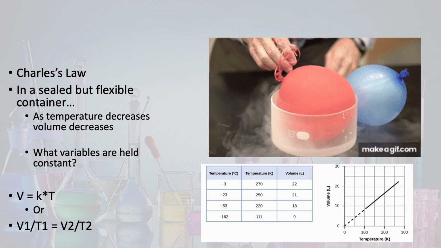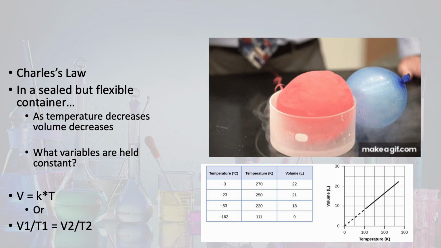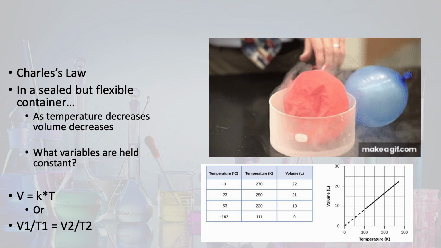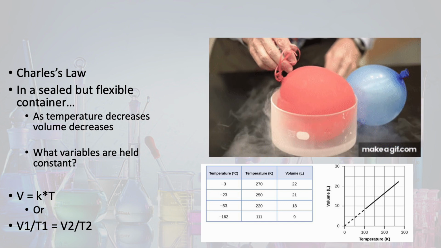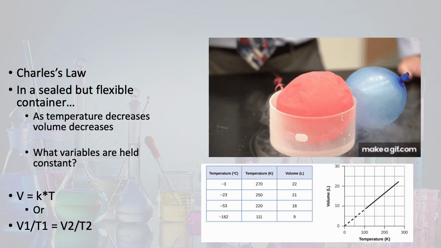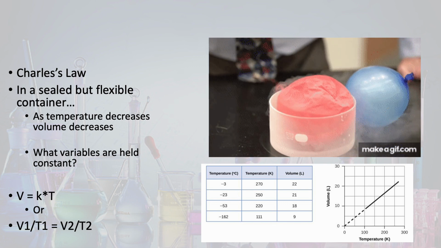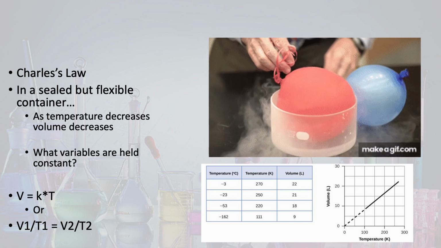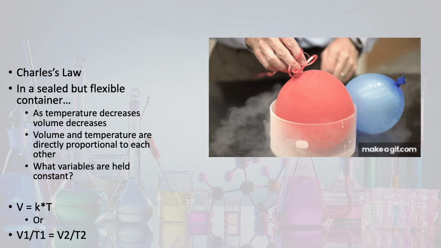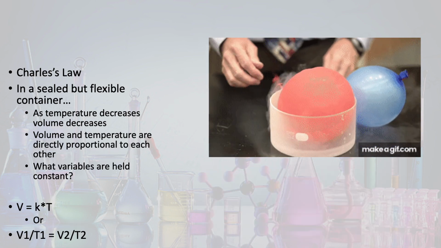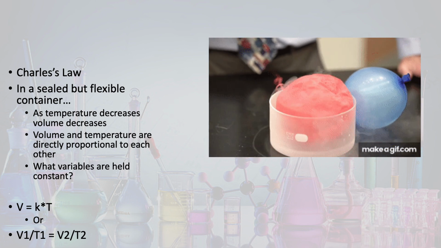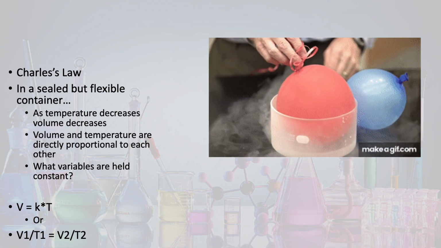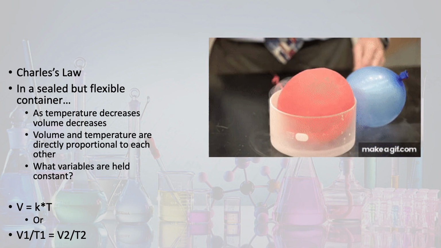And so again, think about what variables are being held constant in this scenario. Here we're discussing the changes in volume and temperature from initial to perhaps what we're observing. So in this case, we're assuming pressure of the vessel is held constant, and we're also assuming that the number of moles of gas in our flexible container is held constant. This means that for an ideal gas, under ideal conditions, volume and temperature are directly proportional to each other. V1 over T1 equals V2 over T2.